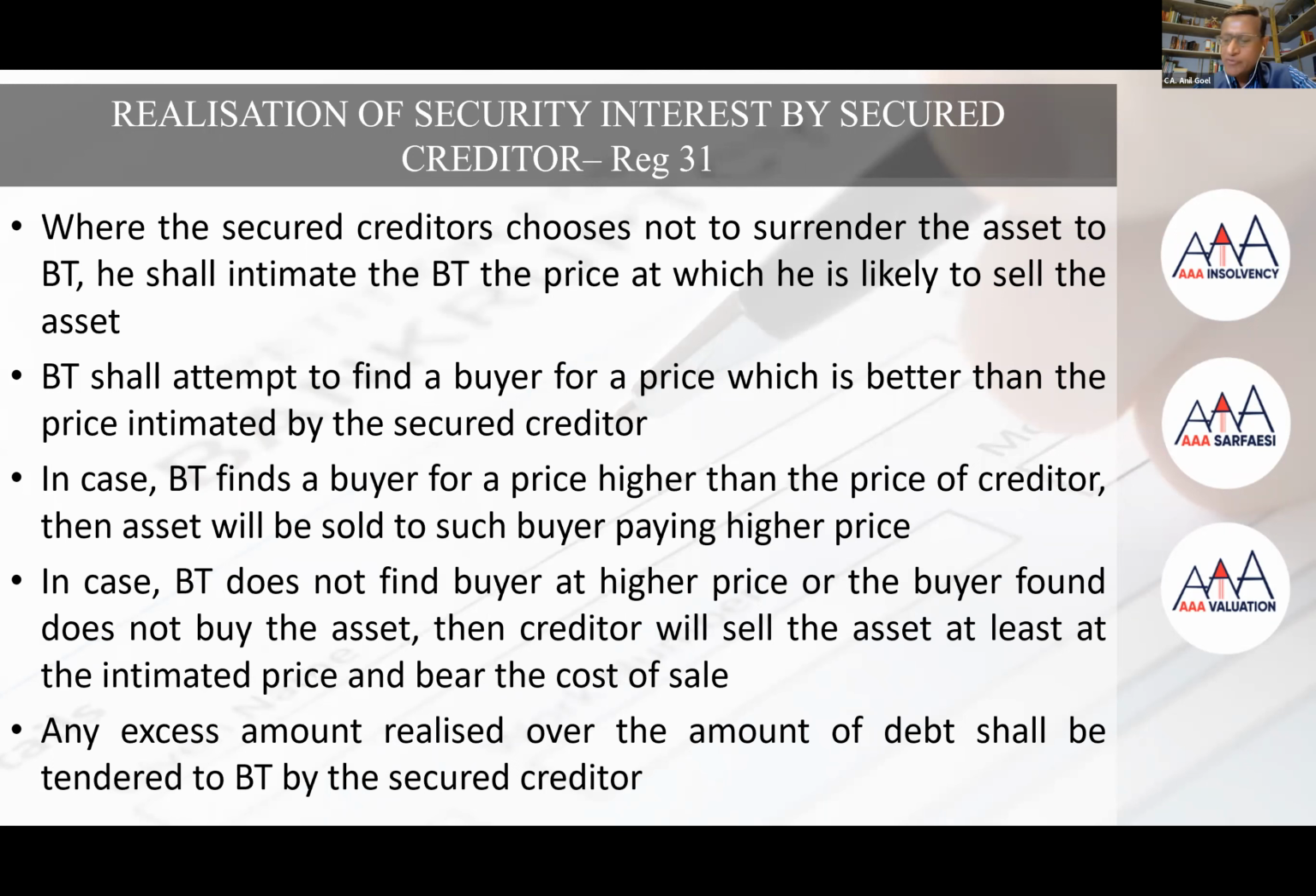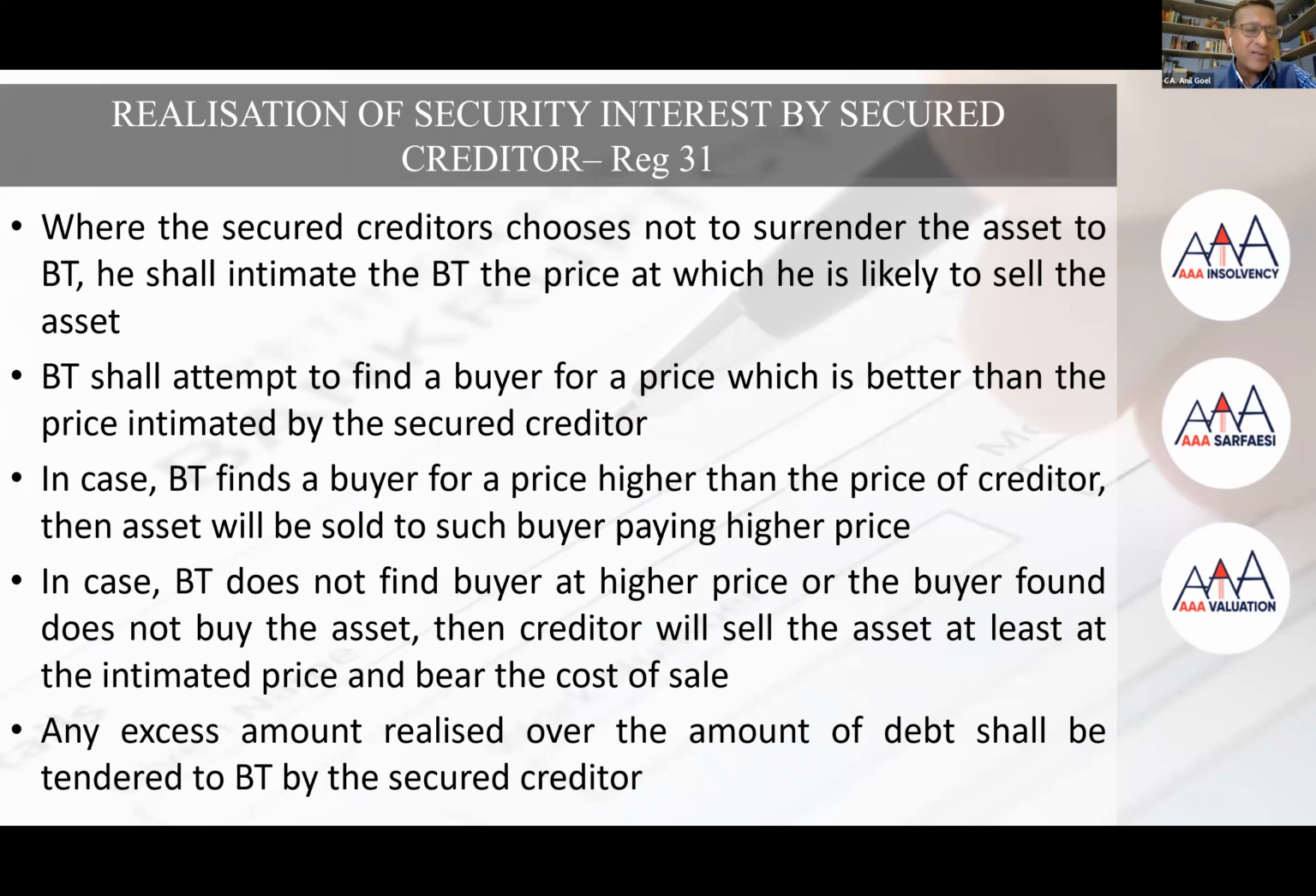So we have already dealt with this part, that even for the security interest, the secured creditors have a choice not to surrender the asset to the BT, and then the secured creditor will intimate to the BT the price at which he is likely to sell. So there is a process: in case the security interest is not relinquished in favor of the BT, they would inform the BT at what price the asset is being sold, and the BT shall attempt to find a buyer for a price which is better than the price intimated by the secured creditor. And in case the BT finds a buyer for a price higher than the price of the creditor, then the asset will be sold to such buyer paying the higher price. In case the BT does not find a buyer at a higher price, or the buyer found does not buy the asset, then the creditor will sell the asset at least at that intimated price.